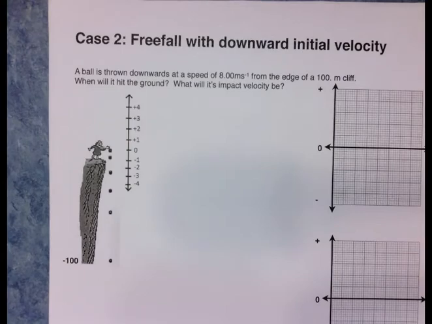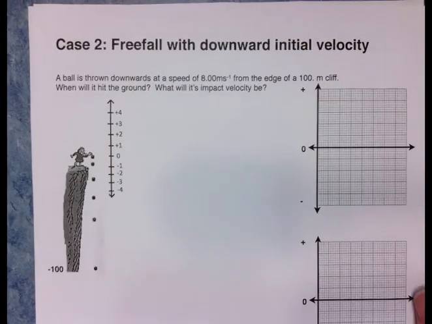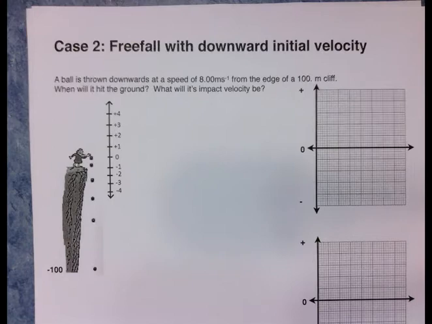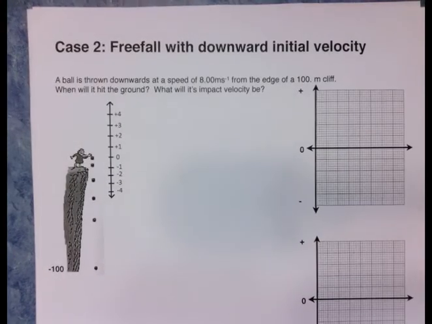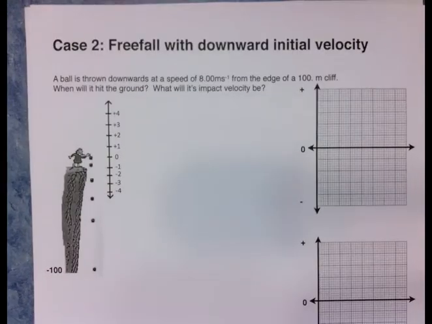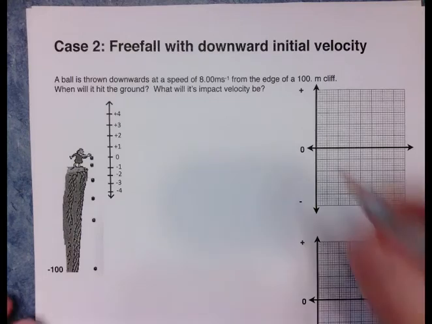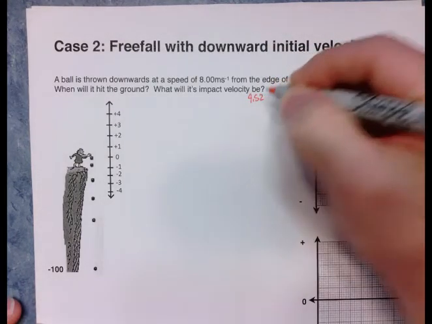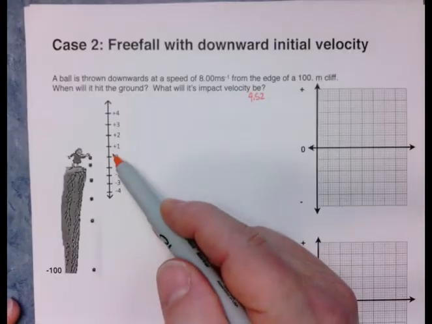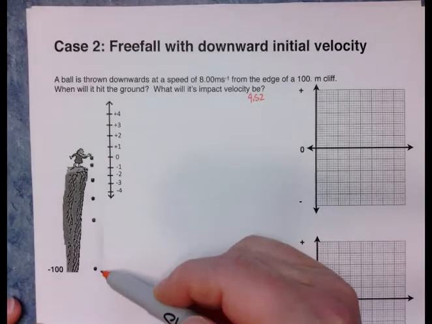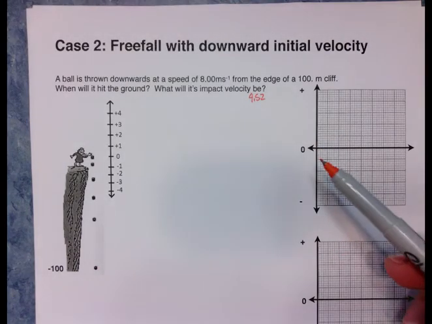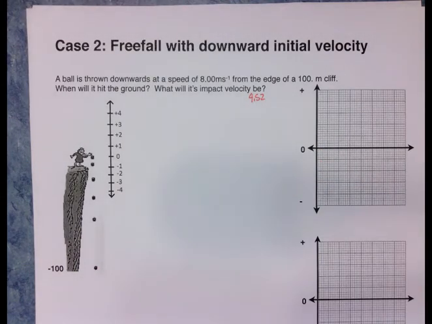So that was our first case. Now let us consider free fall with downward velocity. So we have a ball that's thrown downward with a speed of 8 meters per second from the edge of the same cliff. When will it hit the ground? So if we remember in our last case, the ball hit in 4.52 seconds. So in the case where it was dropped, it was 4.52 seconds. Now you might expect then, we make a prediction that if you're throwing it downward, it should land more quickly. And this is a great way to check your answers, to come up with a conceptual estimate to begin with.